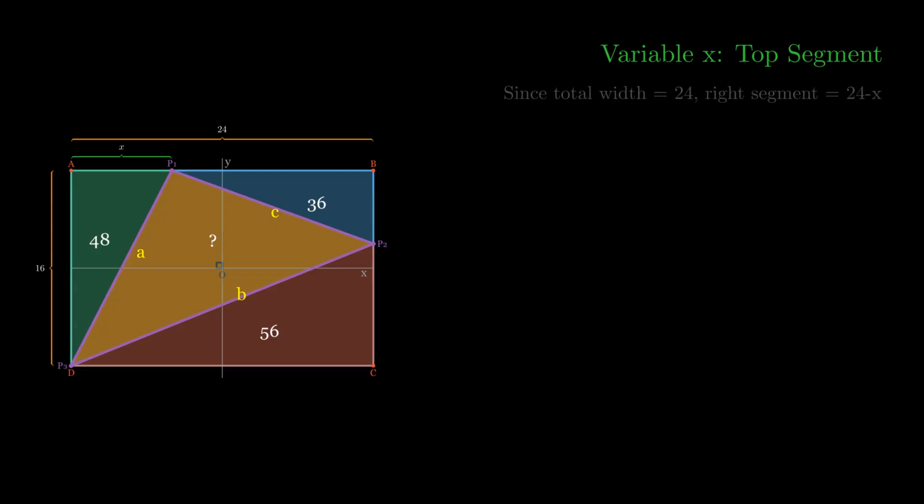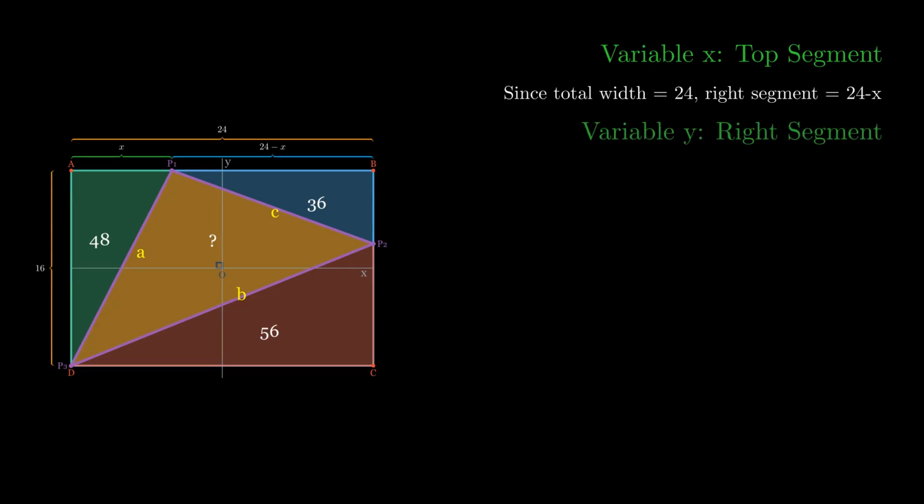Now let's solve this algebraically. Let's call this top segment length x. Since the rectangle width is 24 units, the remaining top segment must be 24 minus x. Let's call this right segment length y. Since the rectangle height is 16 units, the remaining right segment is 16 minus y.